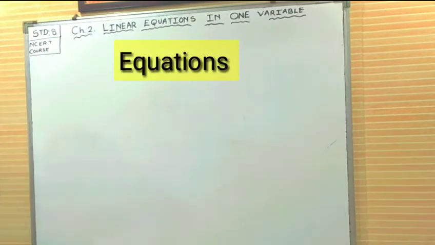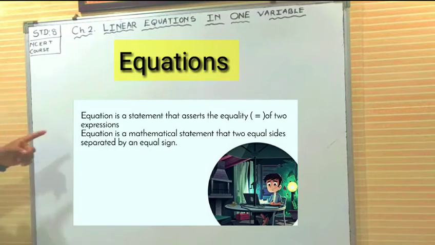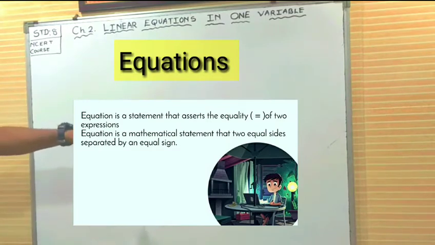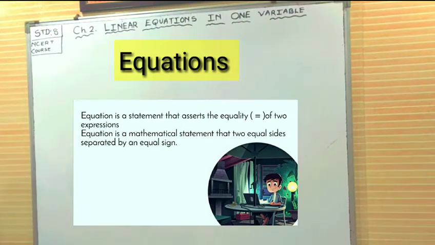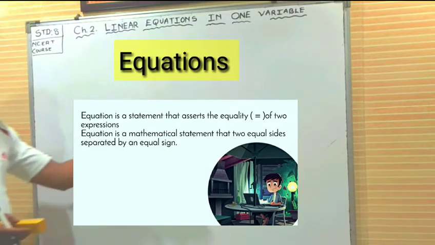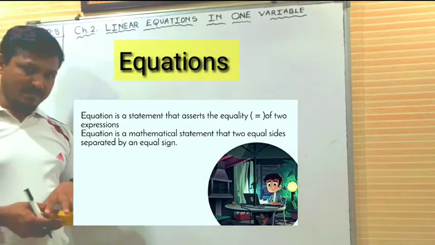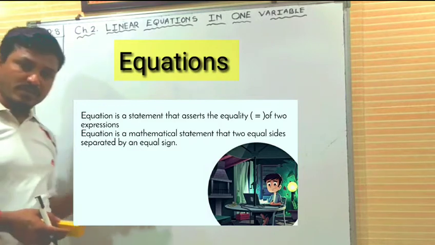Equation. An equation is a statement that asserts the equality of two expressions. An equation is a mathematical statement that has two equal sides separated by an equal sign. That means what?